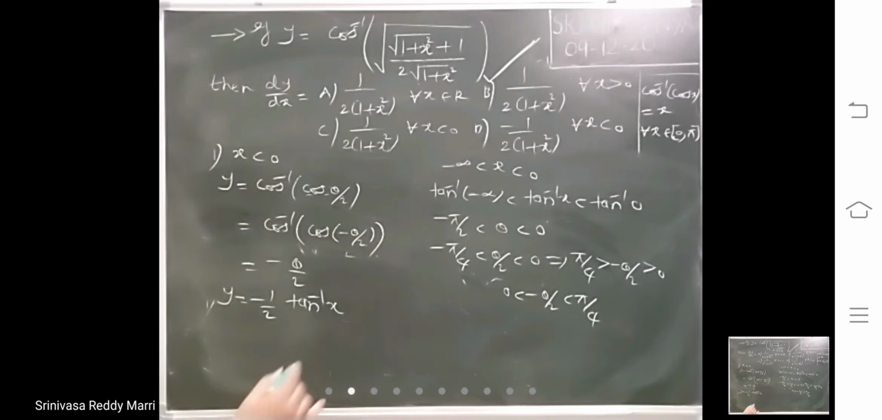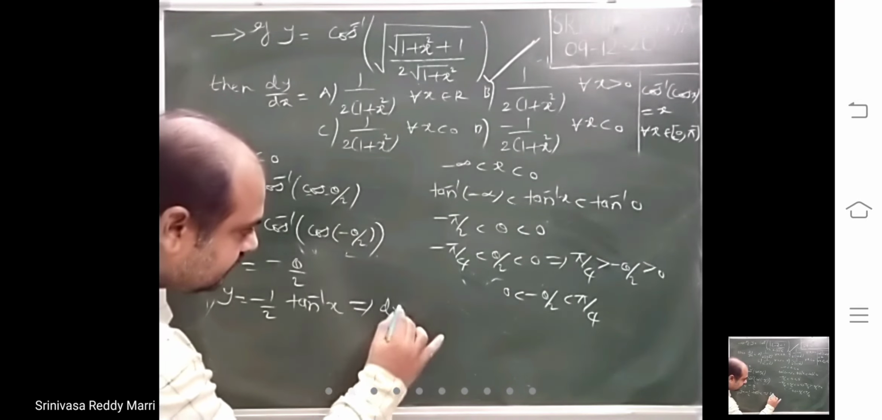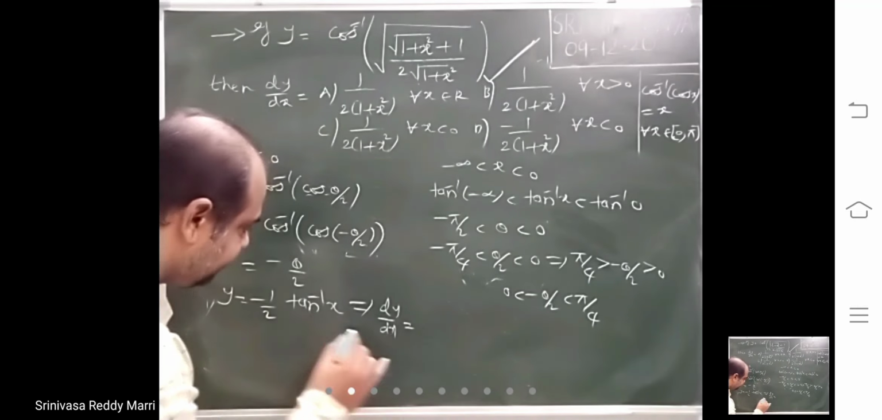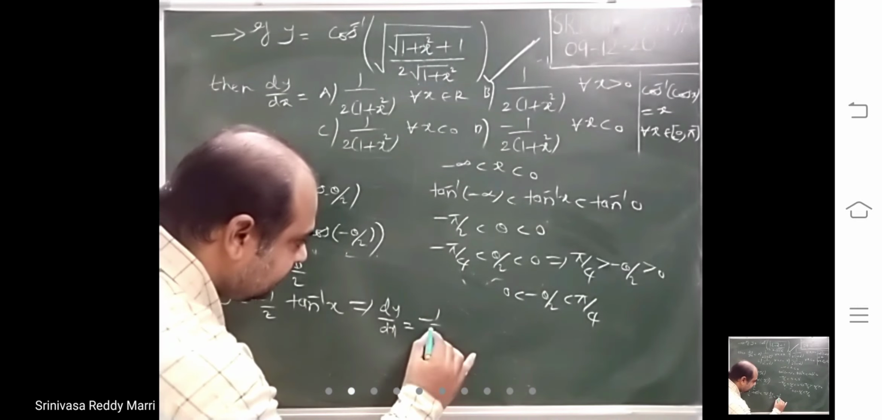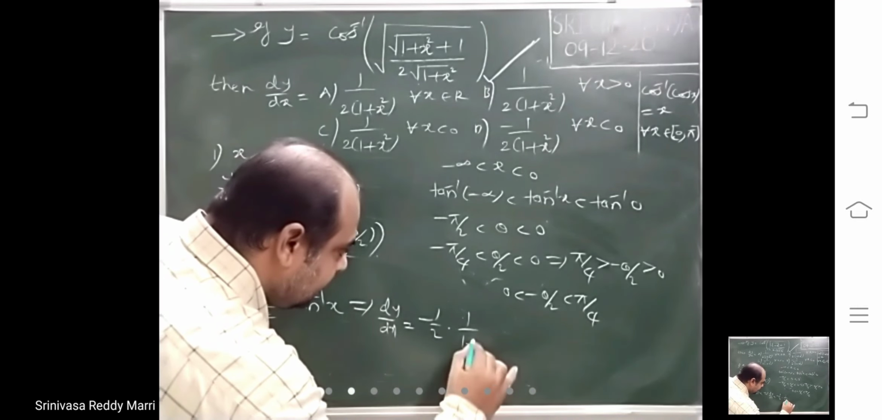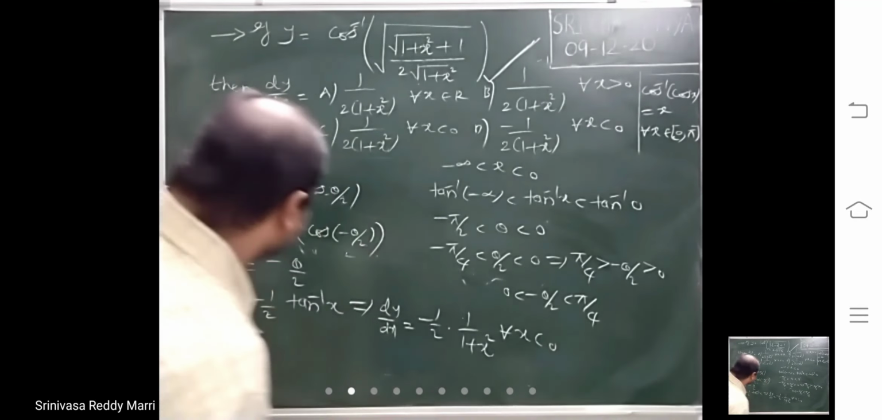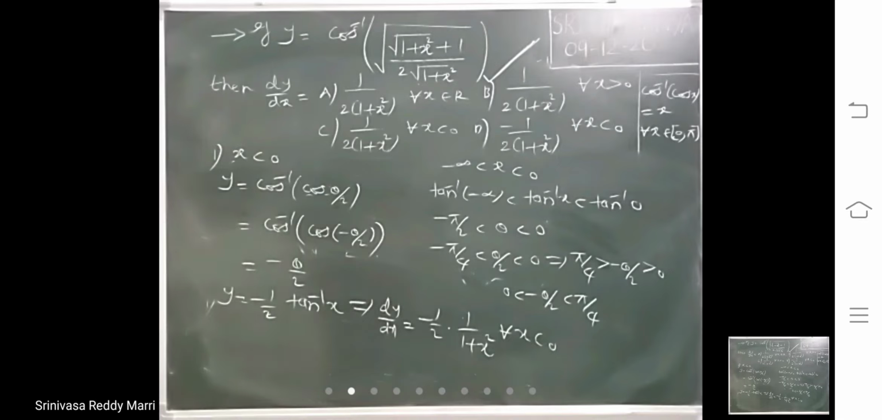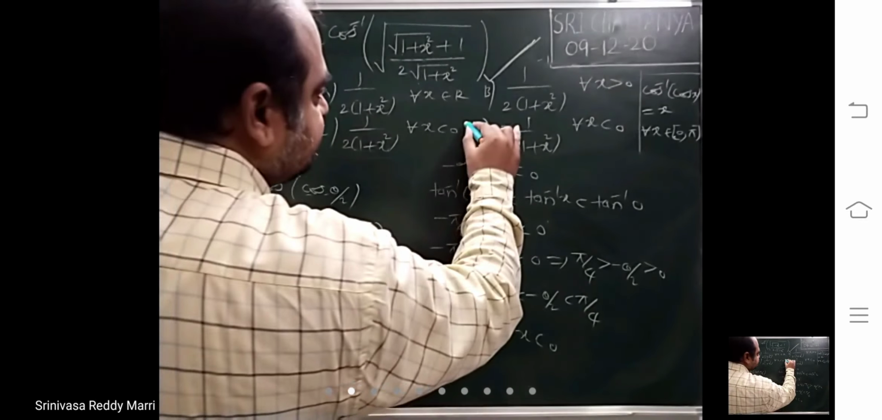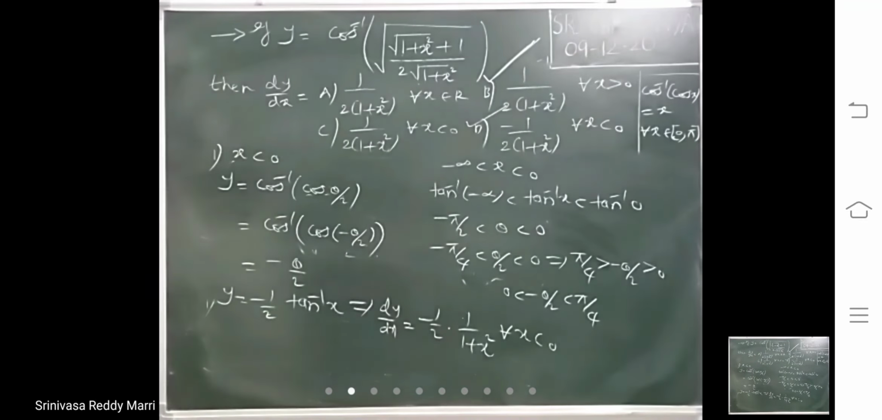Tan inverse x, that means dy by dx is nothing but the derivative of this. This is constant for all x. What is the case when x is less than 0? So when x is less than 0, the answer is minus 1 by 2 into 1 plus x square.